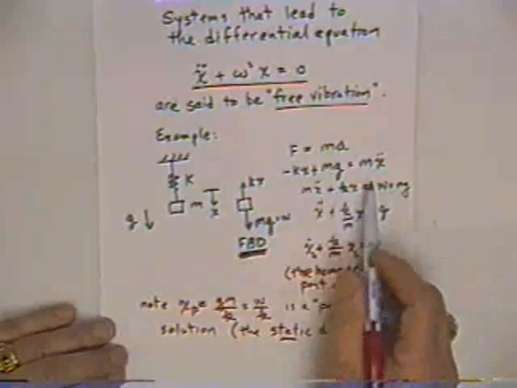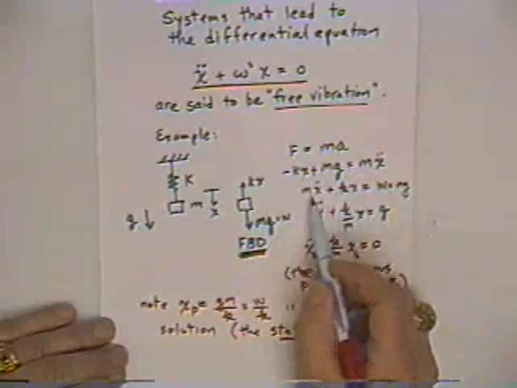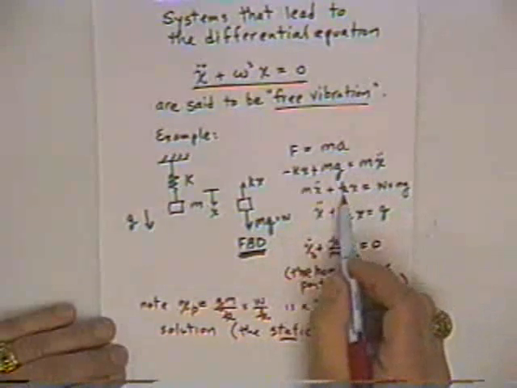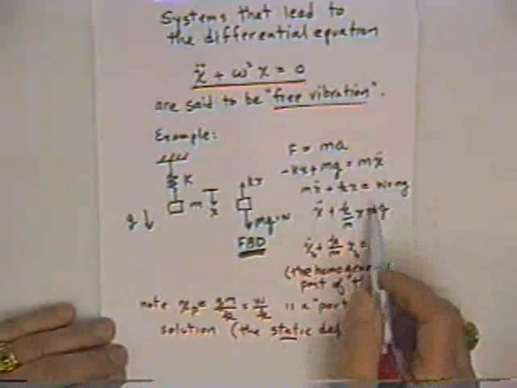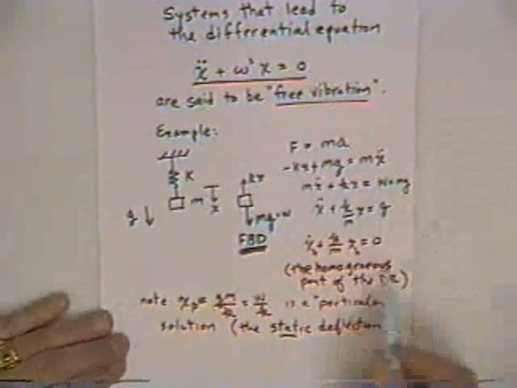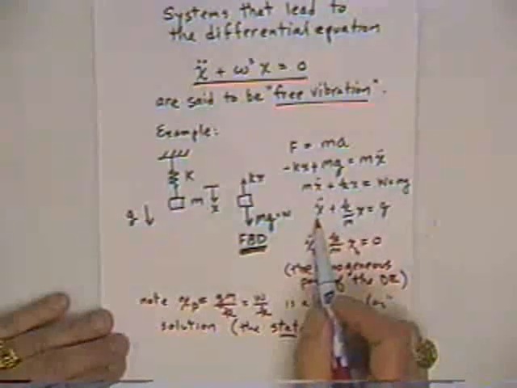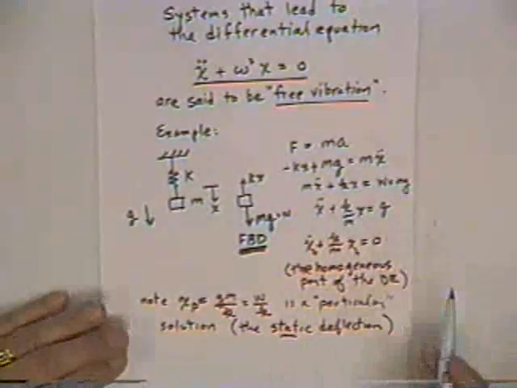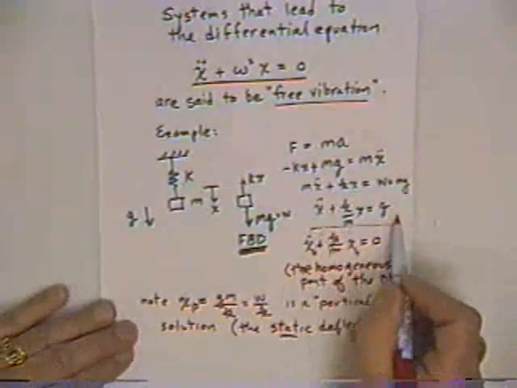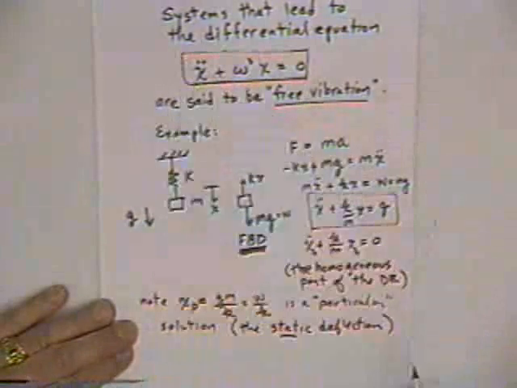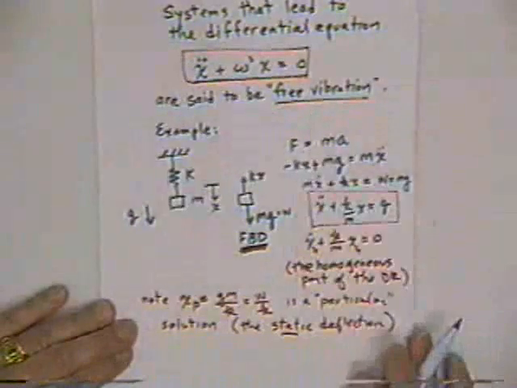Or, lumping the mx double dot and x over here to get my differential equation, I have mx double dot plus kx, really I guess I put the kx over there, is equal to the weight, or mg. If I divide by mass, I get x double dot plus k over m times x is equal to g. Well, this isn't exactly in the form of this equation up here, is it? The right-hand side's not 0.